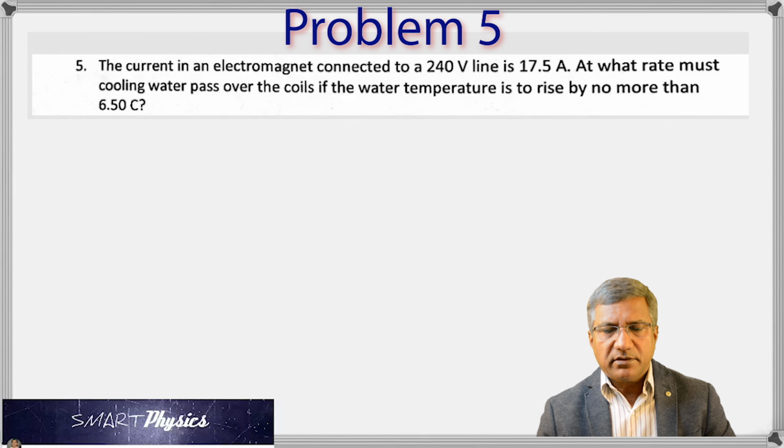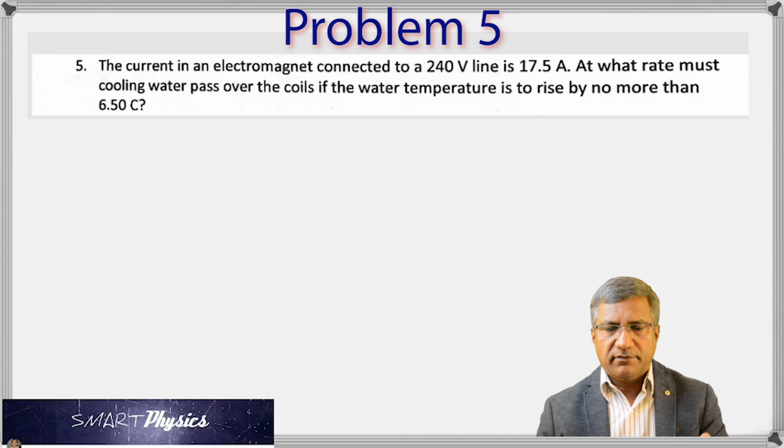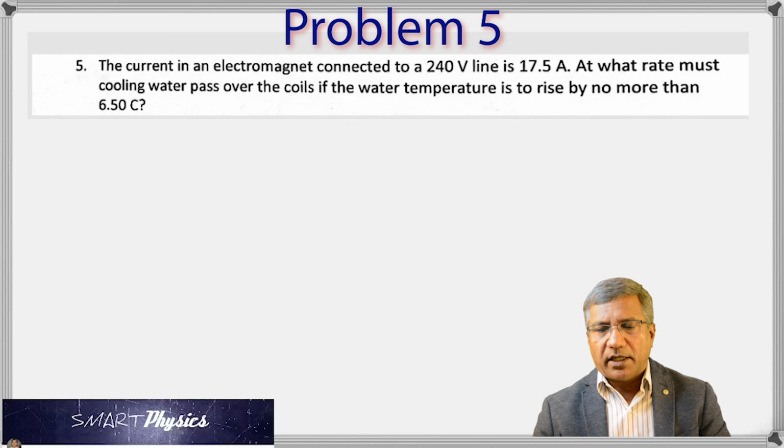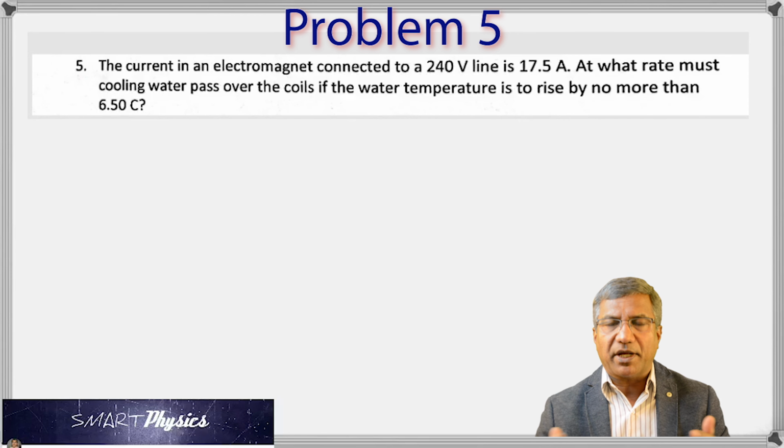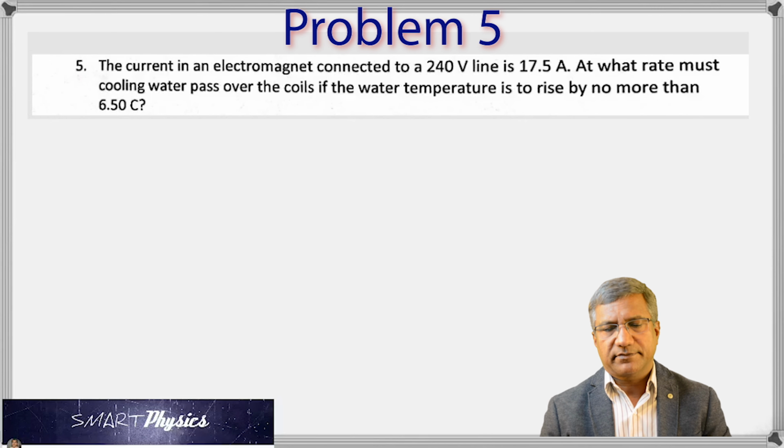In this question, number 5, the current in an electromagnet connected to a 240 volt line is 17.5 ampere. So you have the voltage and you have the current. And obviously the current is high. And at what rate must cooling water pass over the coils if the water temperature is to rise by no more than 6.50 degrees Celsius?